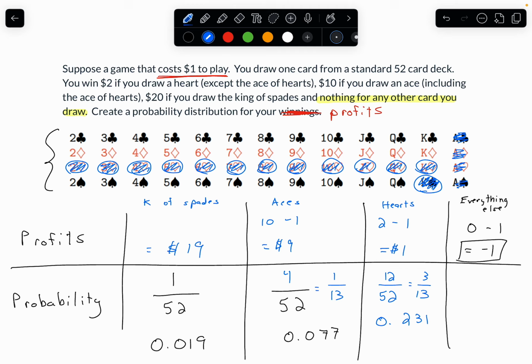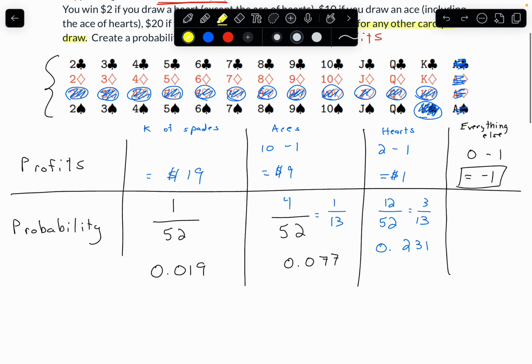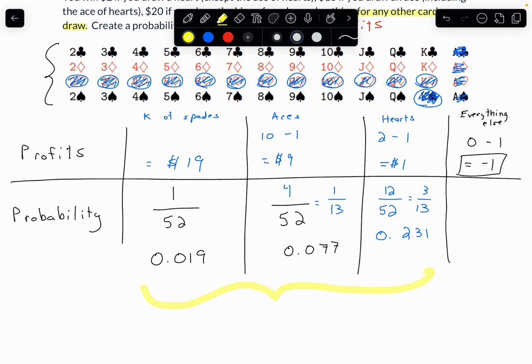Or an easier way to do this would be to say, I know about probability distributions that if I take all of my probabilities and add them together, I should end up with exactly 1. So you could group these 3 previous events that we've talked about, these 3 right here, and say, well, this is just the complement of everything else. So I could just take 1 minus the remainder of my probability.